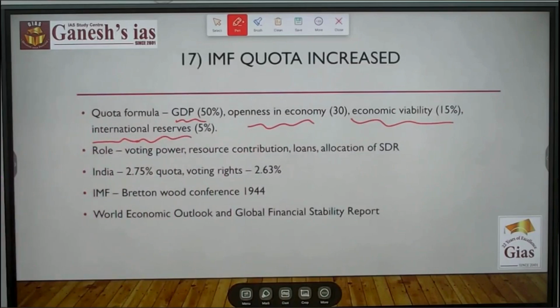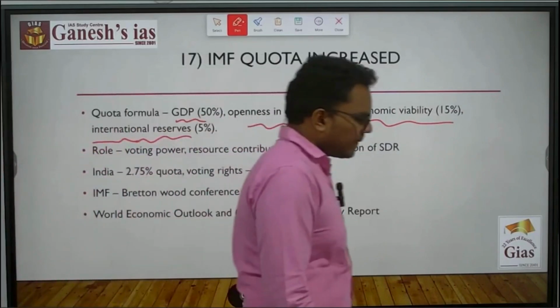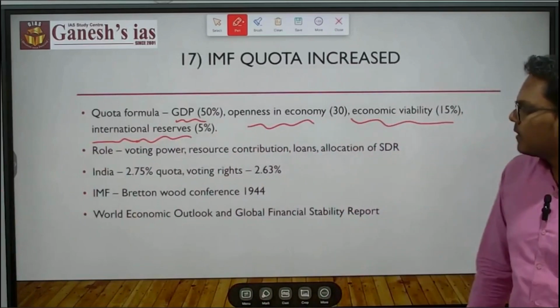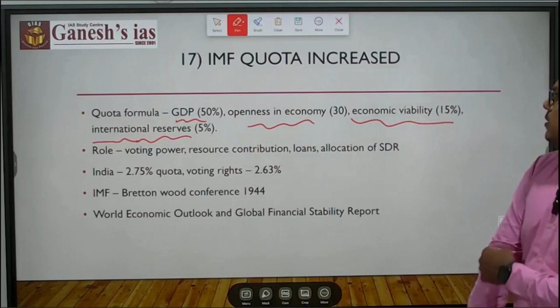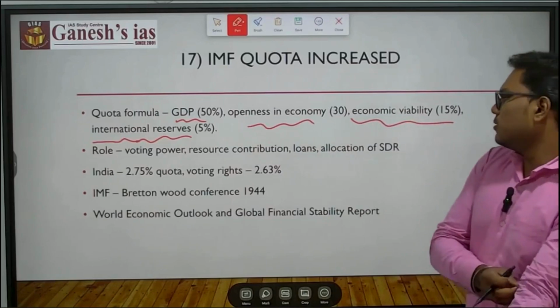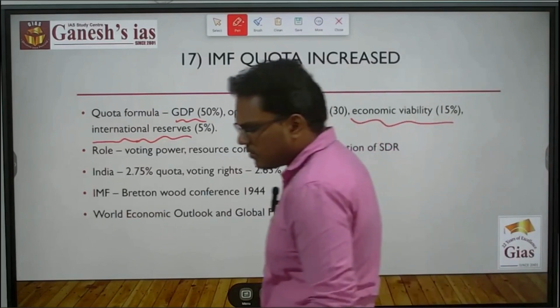So I think you need to know what are the components that determine the IMF quota, and then you need to know about the role of quota. It's like voting power, resource contribution, loans, and allocation of SDR. SDR is nothing but a special drawing right.